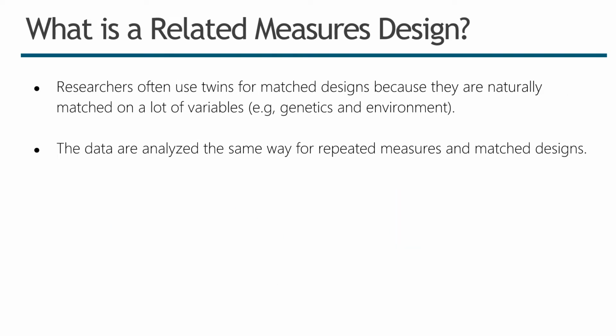One of the most common ways you see people doing match designs is using twins. So if you have twins, identical twins in particular, they're matched on genetics and environment often, and so they randomly select one twin to be in one condition and another twin to be in another condition in a study. And that would be a match design, and the data are analyzed in exactly the same way as they are for any other related measures design.